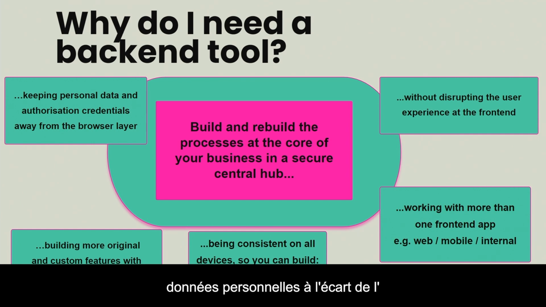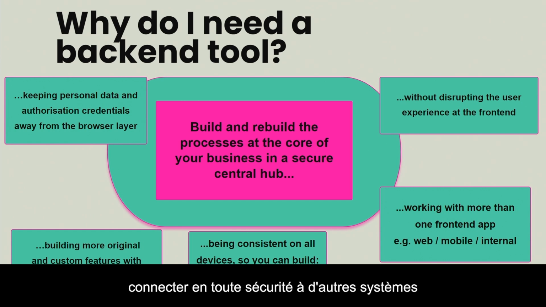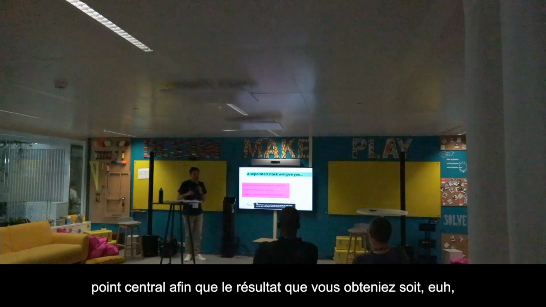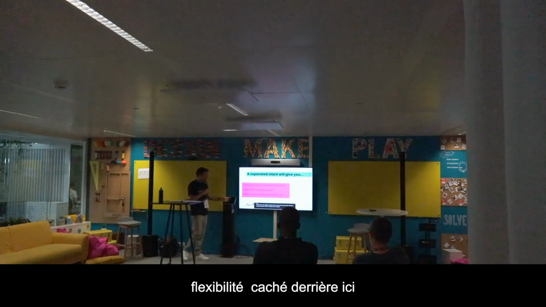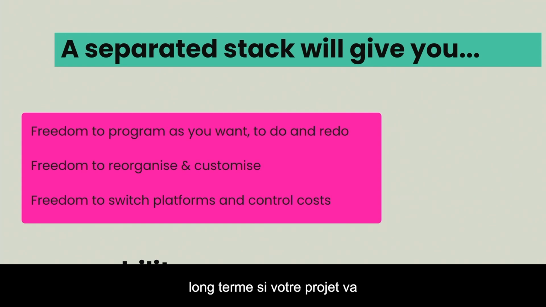And you can keep your personal data away from exposure in the browser. You can securely connect to other systems because you can keep those API keys and the credentials away from the browser. You can work with more than one front-end application, all served by your central logic. So you can have everything coming from one central point. So the result you get is flexibility hidden behind here. And it's going to be essential in the long run if your project is going to be successful.